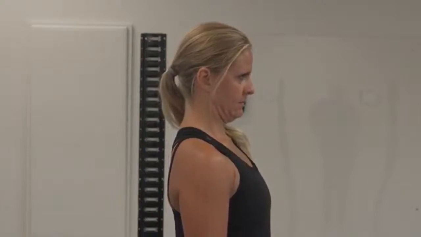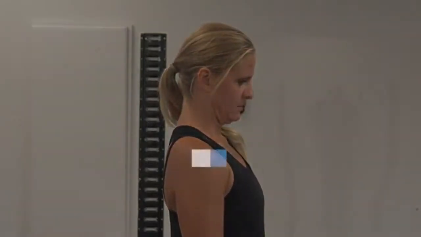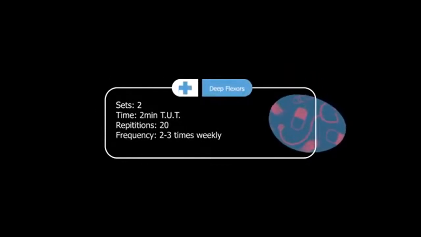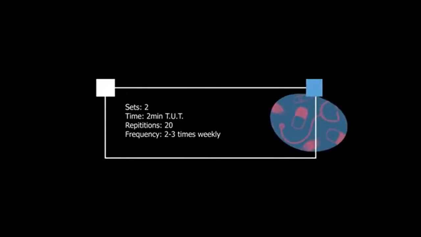Hold the position for 2 seconds, then allow your head to move forward to its resting position. Complete the steps for 20 repetitions or for roughly 2 minutes of time under tension. Complete 2 sets, giving yourself 1 minute of recovery between each exercise before you move on.